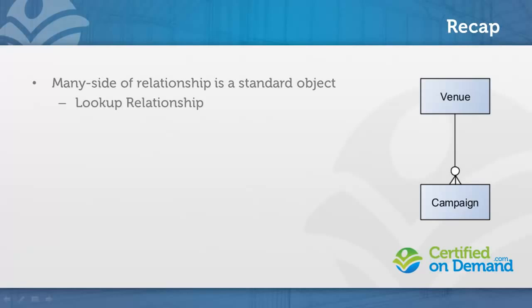If the many side of the master detail relationship is a standard object, then you must use a lookup relationship. For instance, one venue can have many campaigns. Campaigns is the many side of that relationship and is a standard object. Therefore, you cannot use a master detail relationship. If the relationship is optional, again, you must use a lookup relationship. For instance, a campaign does not necessarily have to have an associated venue.